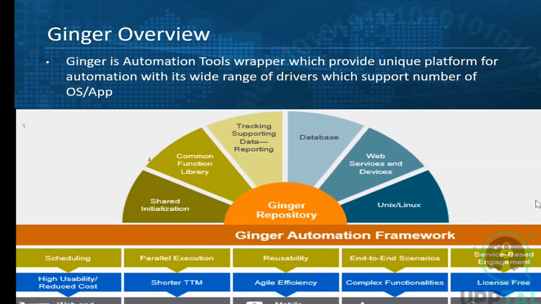So all this cross platform, maybe it's a database, maybe it's an API, maybe it's Unix, Linux, or any other cross platform, automation can be achieved using this tool Ginger, because it's a wrapper. It's nothing but an automation tools wrapper which is used for cross platform applications. You can automate any platform using this tool Ginger, and you can integrate them. The beauty of this is you can integrate them with each other.